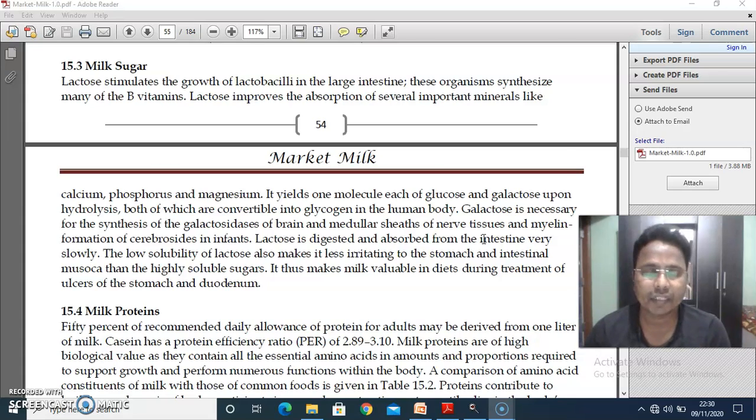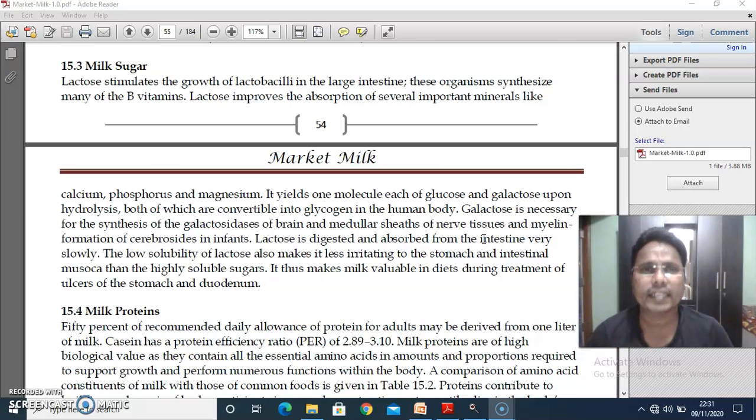In the previous lecture, we have studied the milk fat. We have seen the nutritive value of the milk fat and how it plays a very important role in providing various functions for the body. We have seen the importance of fat.